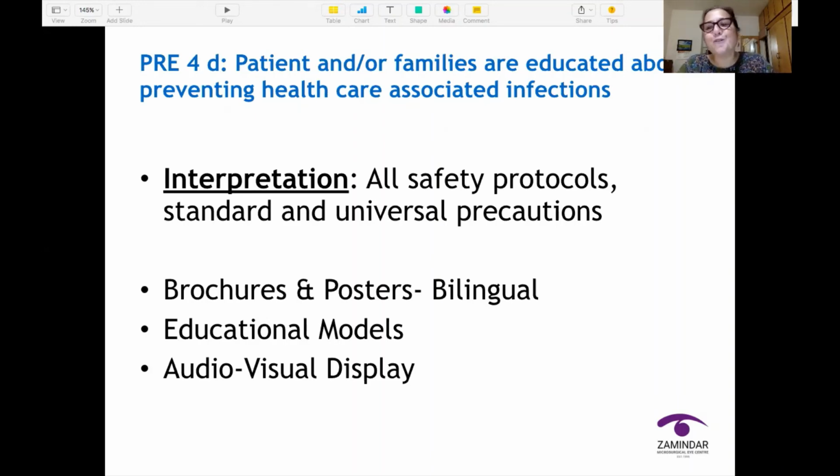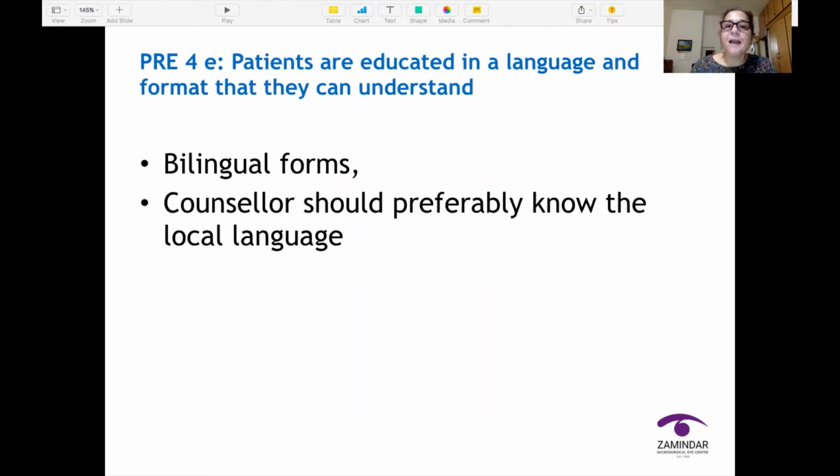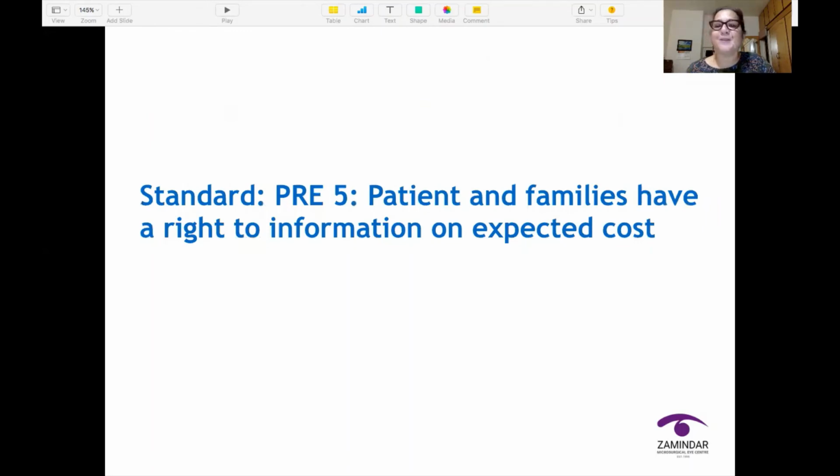Standard precautions, universal precautions, safety from transmission is going to be a norm, not just for NABH hospitals, but for all hospitals. And so, brochures and posters, educational models, audiovisual displays, in a language, again, language. If you put it in English and it's not there in the vernacular language, it's not going to be agreeable to the NABH assessors.